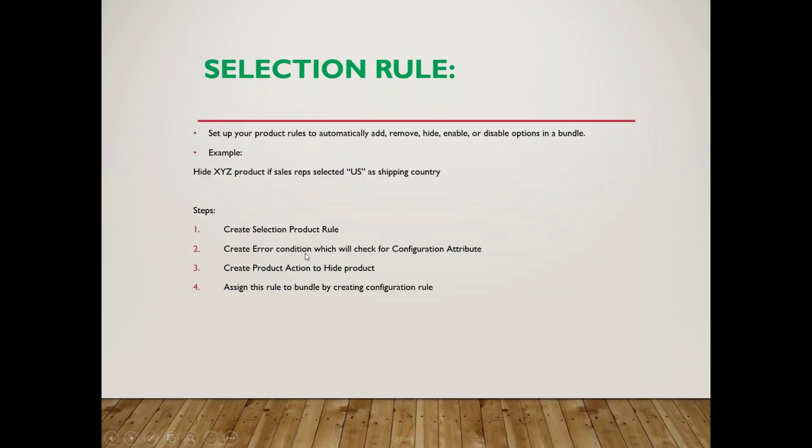You can create error conditions with the configuration attribute, because that is the end output, right? We discussed last week why we are creating the configuration attribute. You can create your own configuration attribute, and you can check that in the error condition. If it is true or anything, your selection rule allows you to hide, remove, add, complete all the actions except the last two, and then assign this rule to the configuration rule.